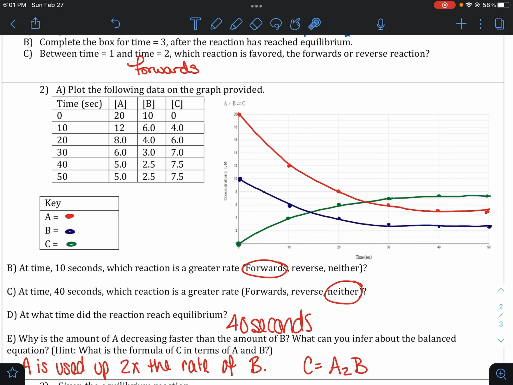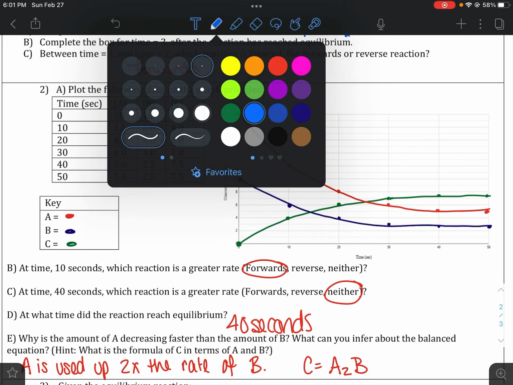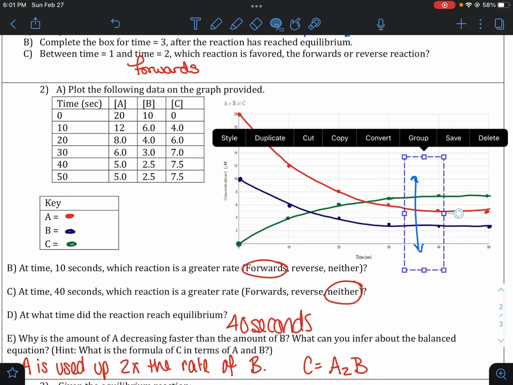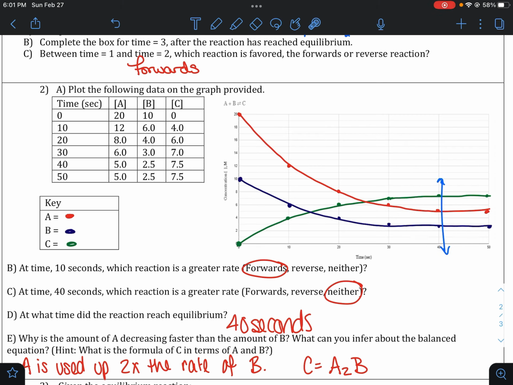Okay, then D says, at what time did we reach equilibrium? Okay, so I think this one here is where we get a little confused. Okay, equilibrium happens when we are flattened and we do not change. Okay, so equilibrium is happening here, all right? And the reason it's not happening before this is because we don't have any data that supports that this is shifted over here, okay? Doesn't matter if your graph looked flatter over here.